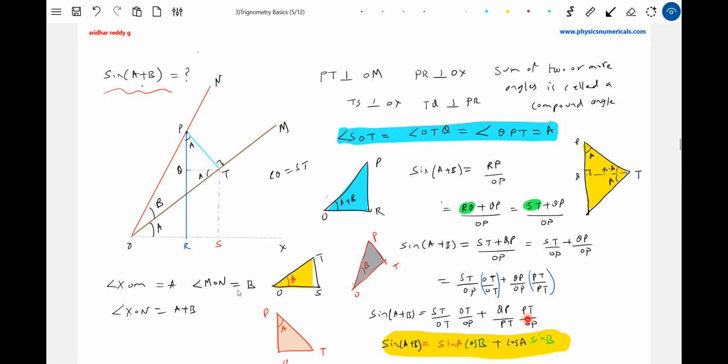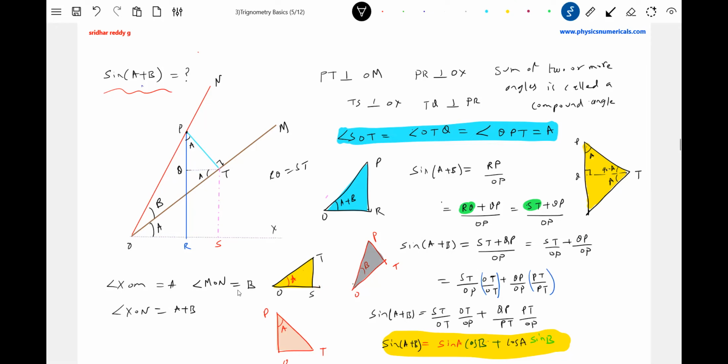Okay, I have some terms. Let me define the other triangles. First, ST by OT. Look at this triangle OST, a right angle triangle. I have brought it here. Now in this triangle, what is sine A? Sine A is equal to ST by OT. So in place of ST by OT, I'll write sine A.